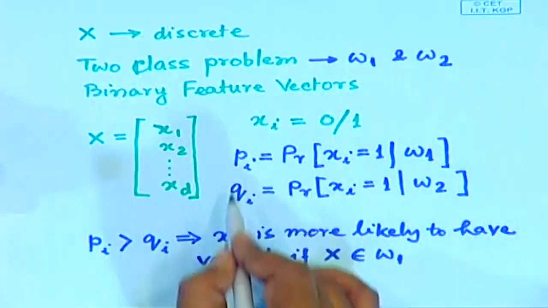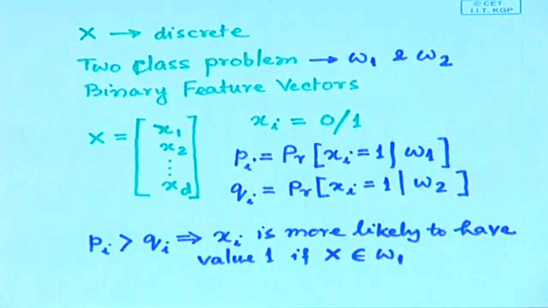And if it is taken from class omega 2, then it is less frequent that the ith component xi will have a value equal to 1. Is that okay? So, when I have this kind of situation, now let us see what are the cases in which this kind of feature vectors are more useful.